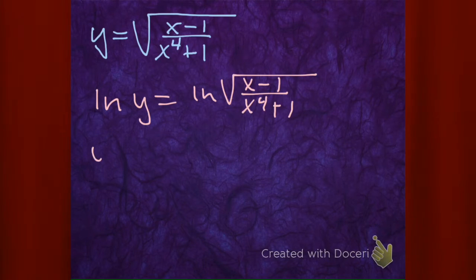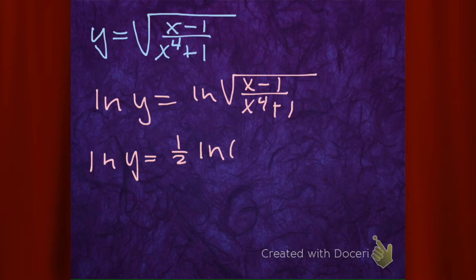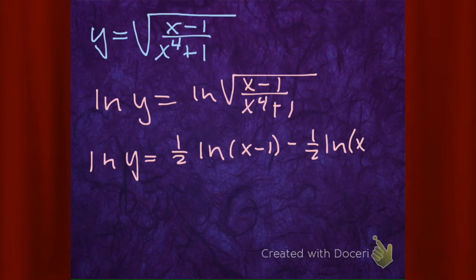Now I'm going to use properties. The natural log of y is going to be equal to 1/2 the natural log of (x minus 1) minus 1/2 the natural log of (x to the fourth plus 1). And if you want to see how I did that, stick to the end of this video and I'll attach it on. But otherwise, let's go on.